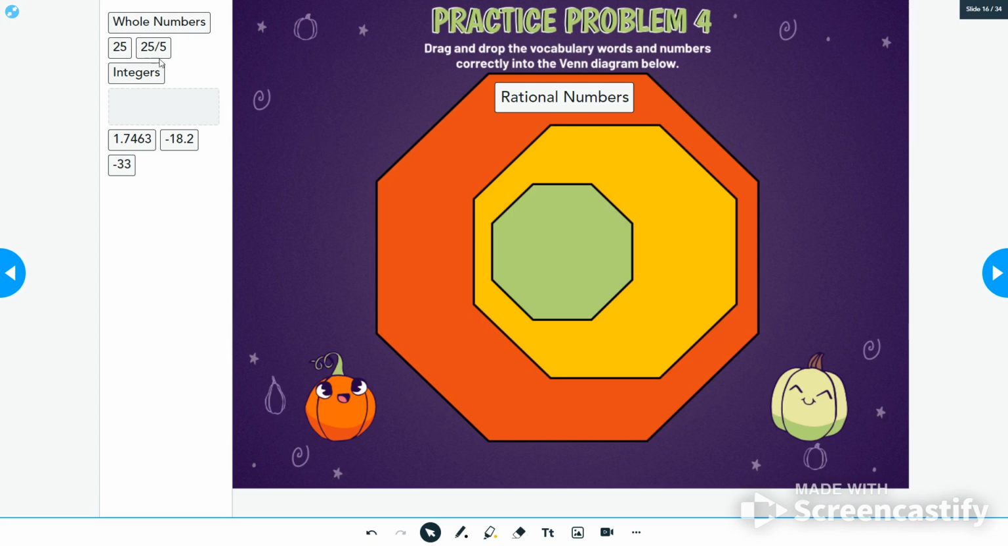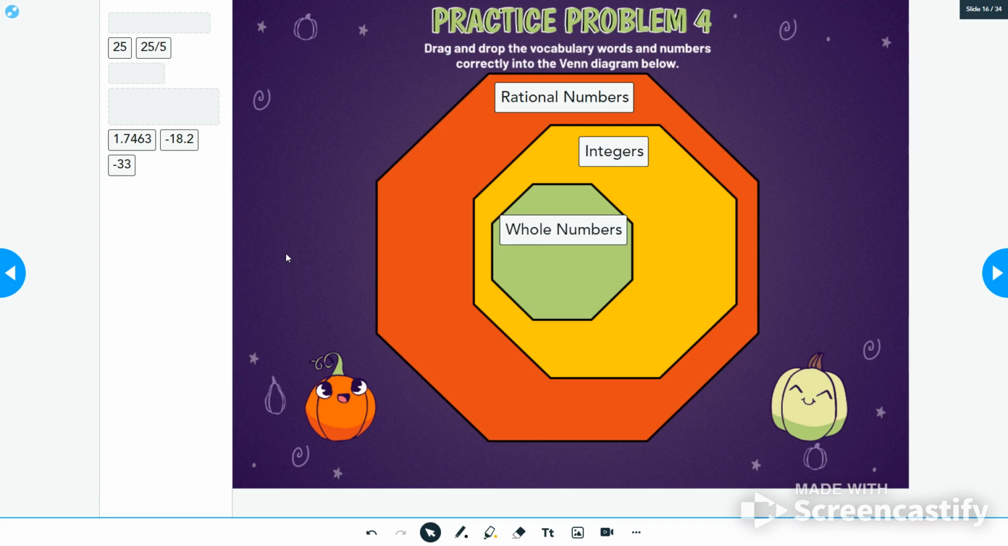When we're talking about integers, our middle section here, these are numbers that include positive and negative whole numbers, and it also includes zero. And then my innermost section is whole numbers. So whole numbers are a set of whole numbers. Those are like counting numbers, and that also includes zero. So remember, counting numbers would be 1, 2, 3, 4, 5, and so on, are whole numbers, and also zero.